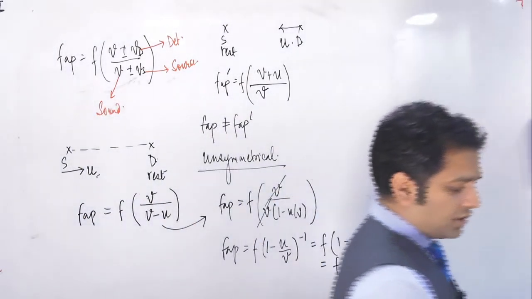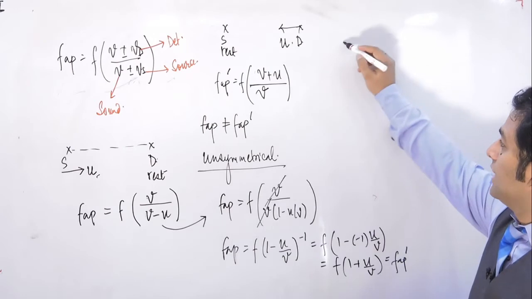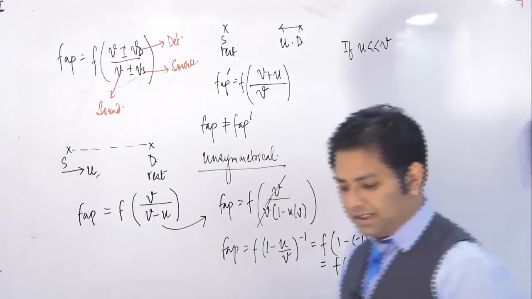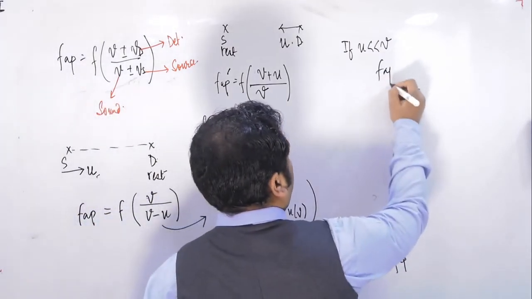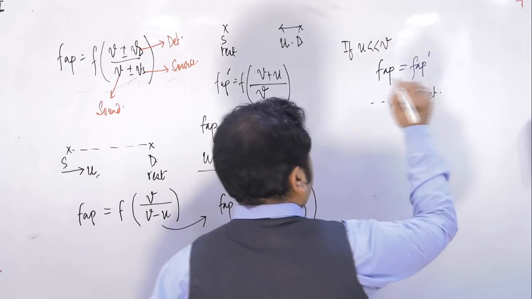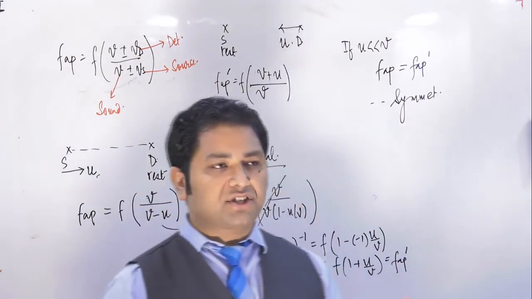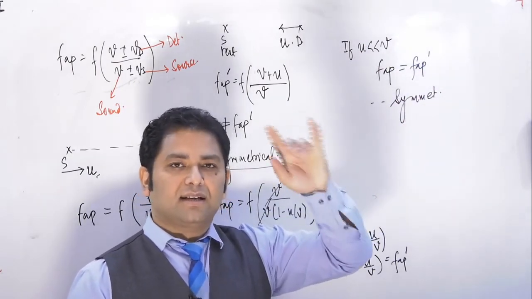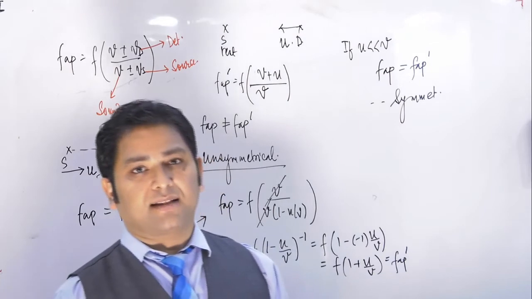So from this conclusion, what you can say is that, yes, agreed that Doppler's effect is very unsymmetrical, that's fine. But if U is very, very less than V, if the speed of source or speed of detector is very, very less, then in that case F apparent will be equal to F apparent dash. That means Doppler's effect in that case would be symmetrical. So just be careful with this: under a special condition, and the condition is this, speed of either the source or detector is very, very less as compared to the speed of sound, Doppler's effect would purely be symmetrical in that situation.